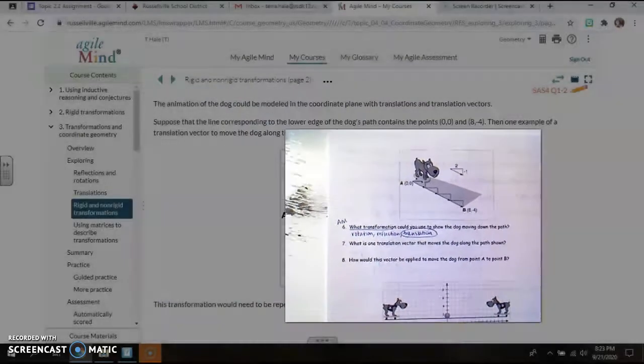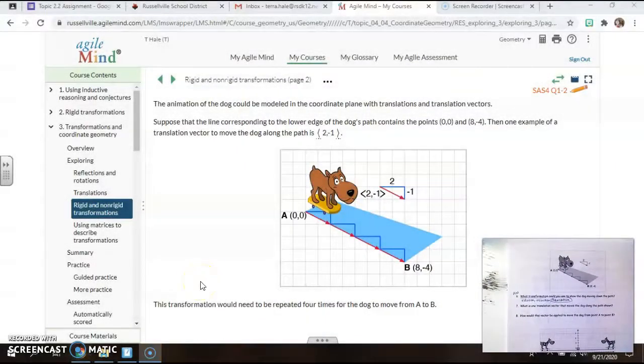Now, there's several different ways that we could show this motion, but one possible way is what they have noted here on the coordinate plane. So notice this line right here is denoting the path of the dog, and they have strategically placed the beginning point as the origin on the coordinate plane, the point (0, 0). Where we're ending up is at the point (8, -4). So again, there's more than one way to get from (0, 0) to (8, -4), but one possible way is to go 2 units to the right and 1 unit down.